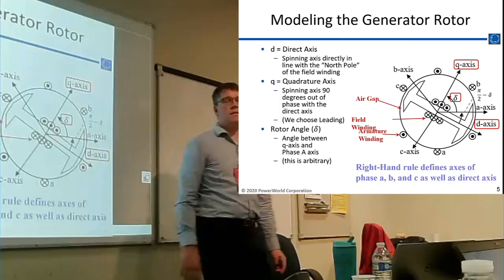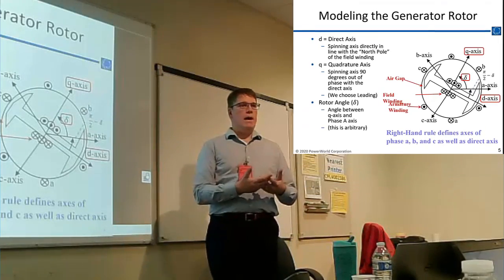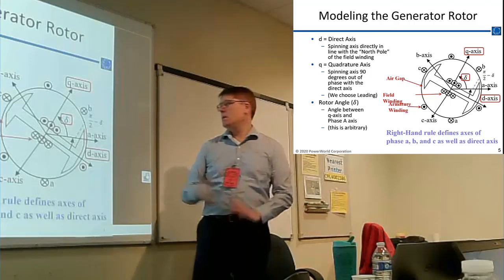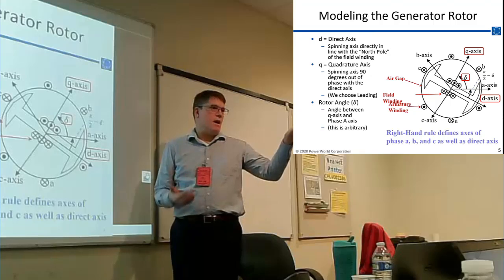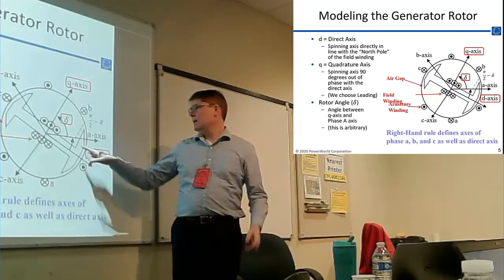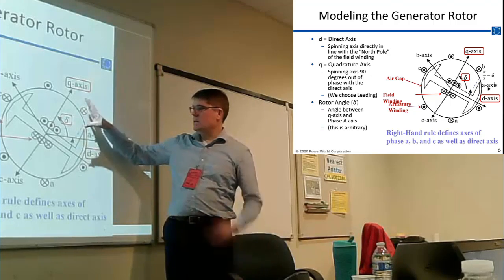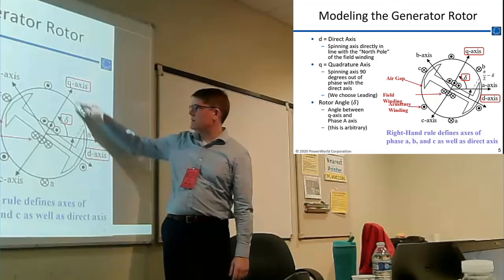After that, we need to define what is the rotor angle of the machine. And again, it's like, well, how do you define it? Angles have to be with respect to what? And the rotor angle is defined in the equations we use as the angle between the A-axis and the Q-axis. So it's this angle right here.